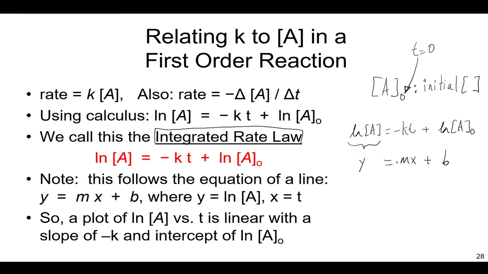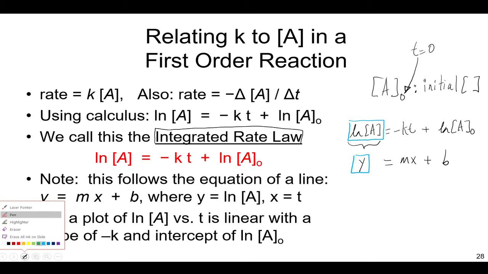If we were to plot natural log of A on our y-axis, and if we were to plot time on our x-axis, then that data plotted should follow a linear relationship if this reaction is first order. And the slope of that linear relationship has a rate constant of negative k.